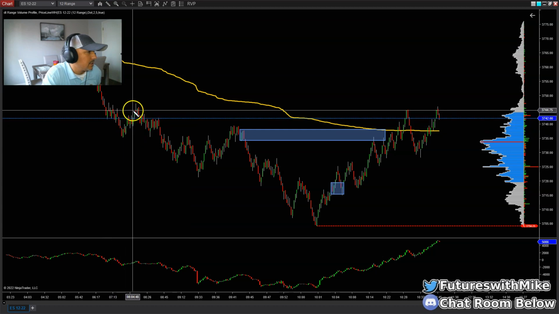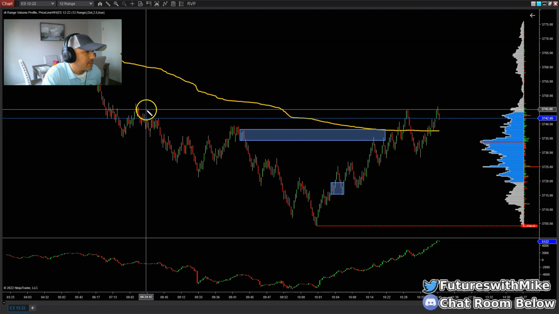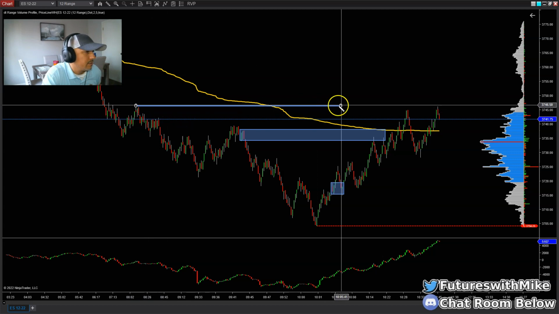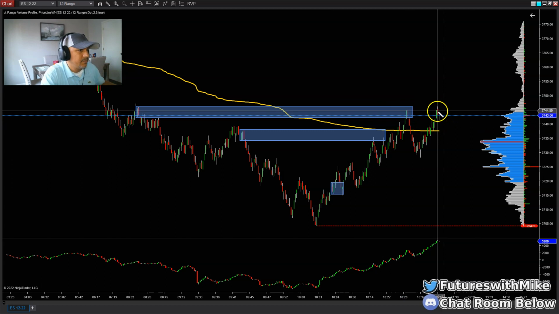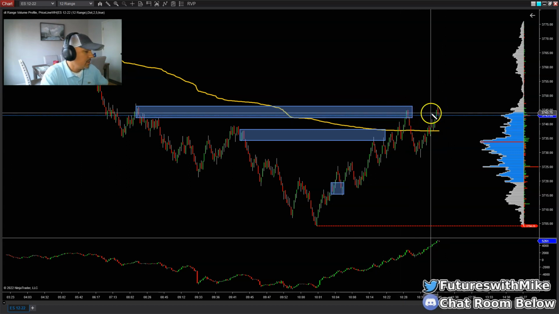Let's see where it's at. Price pushed up here. Tapped into the zone. So this zone right here, market right there, and price broke slightly above, making a new high right here on this swing to the upside.